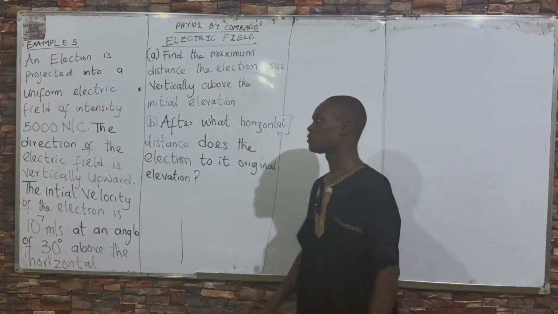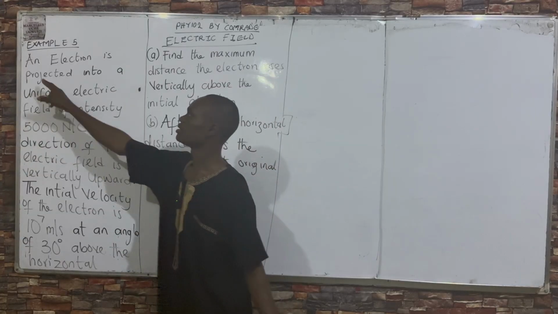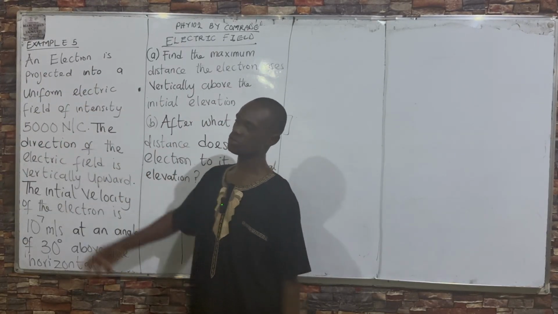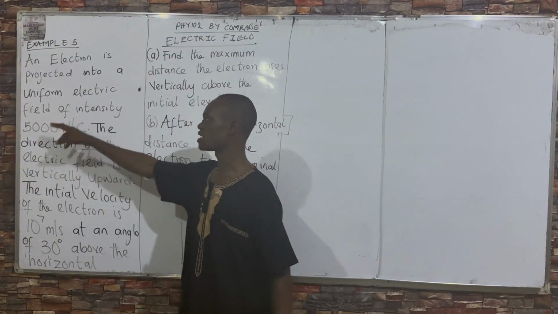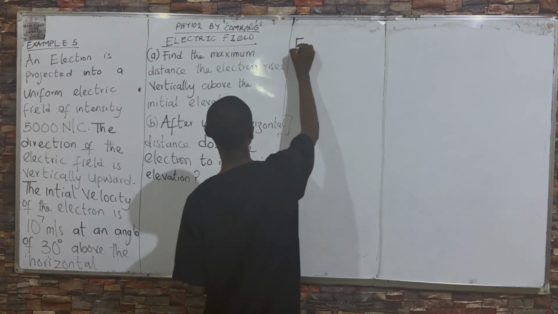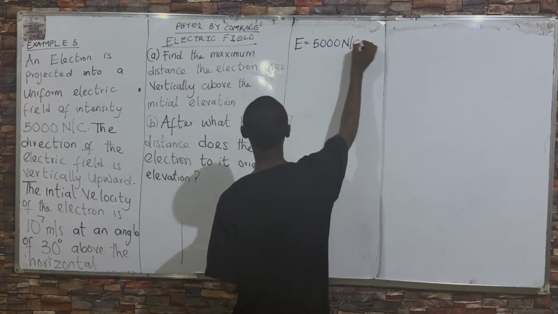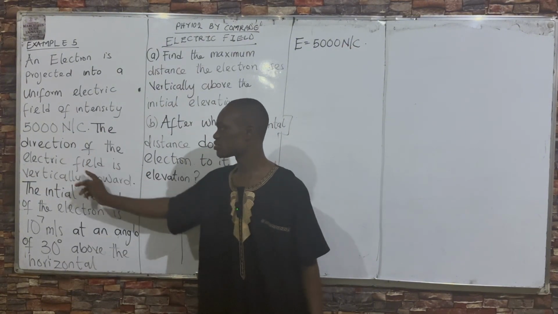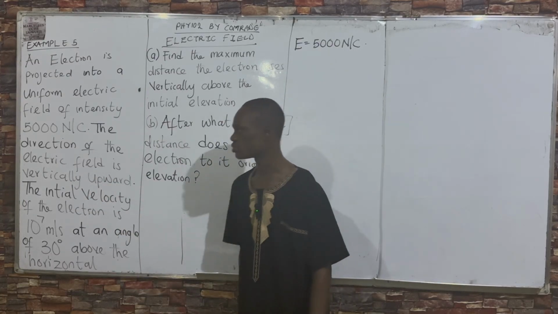So let's take example 5. Let's read this example. An electron is projected into a uniform electric field of intensity 5000. So let's get the parameters. E is 5000 Newton per coulomb. The direction of the electric field is vertically upward.